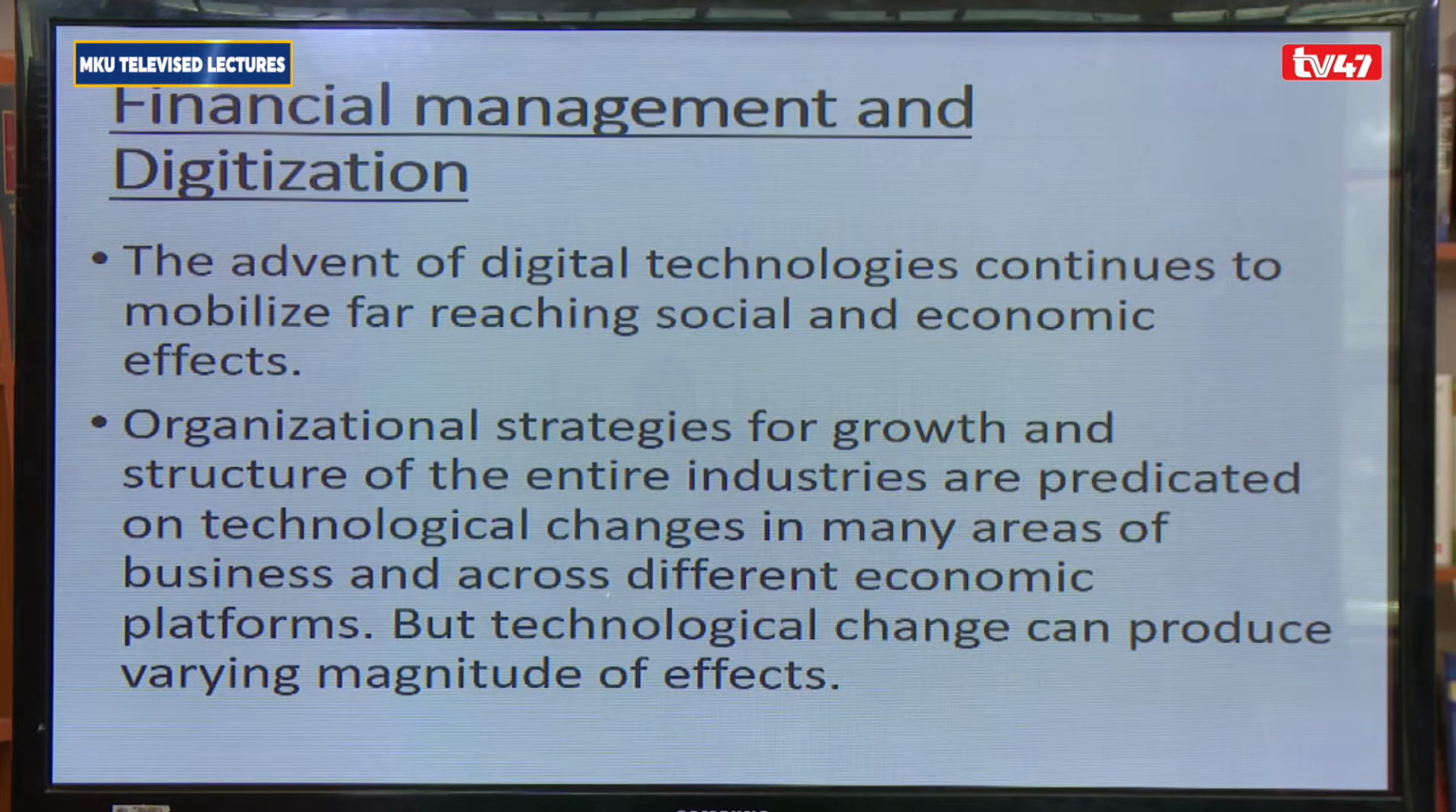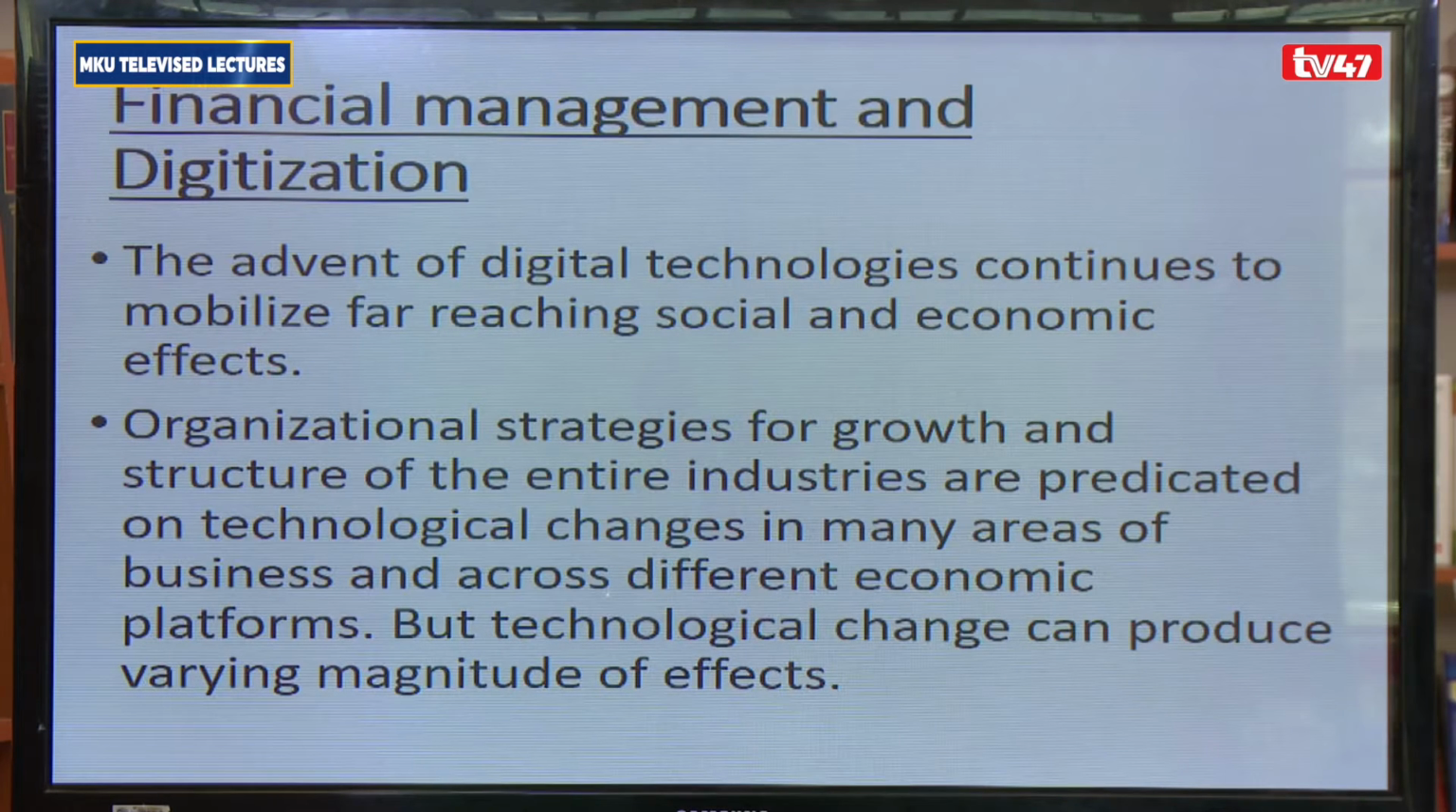Now, the advent of digital technologies continues to mobilize far-reaching social and economic effects, where organization strategies for growth and structure of the entire industries are predicated on technological changes in many areas of business. But technological change can produce varying magnitude of effects.